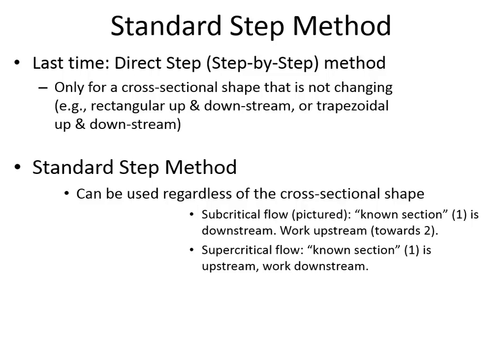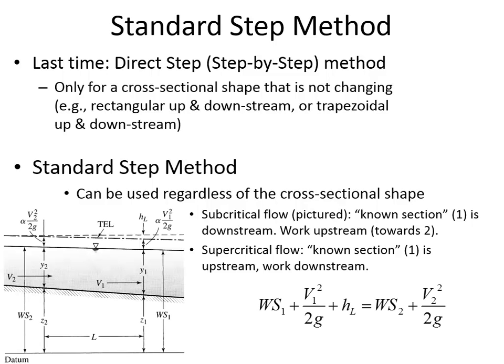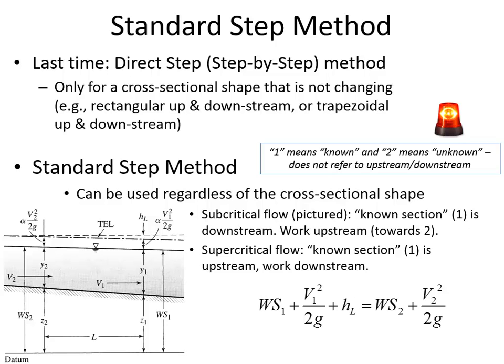And so there is a bit of new terminology that's going to be introduced. Let's look at, first of all, just a diagram. And contrary to everything else we've seen for the rest of the semester and last semester, you'll notice that here 2 is upstream and 1 is downstream. And so that's something new. And just to emphasize that we've got a change in the notation, I'm putting a little siren there, the warning light, that 1 means known and 2 means unknown. It doesn't mean upstream versus downstream, as is commonly the case.